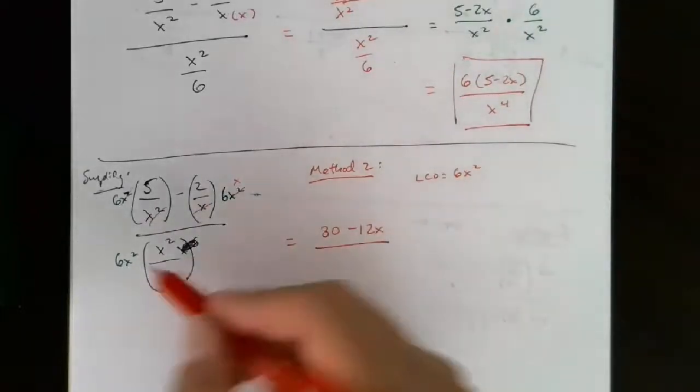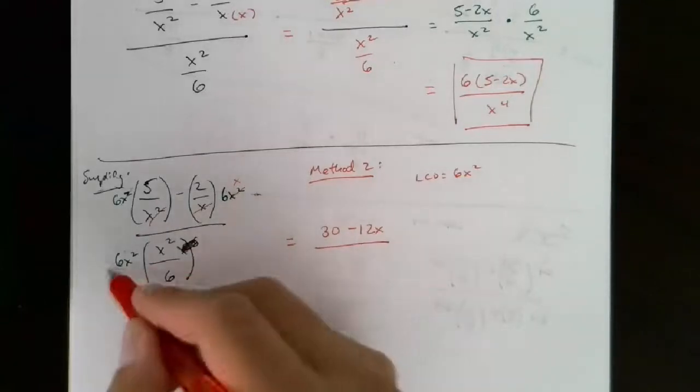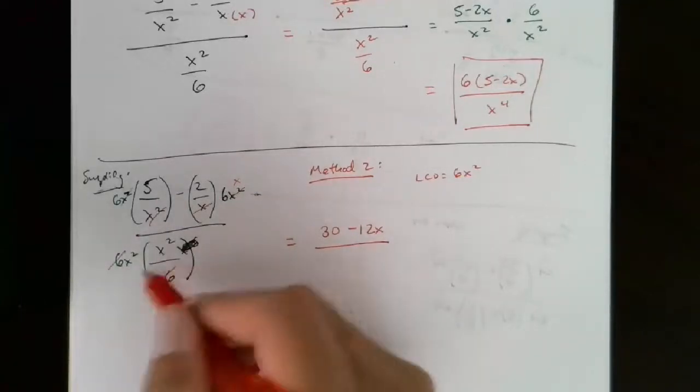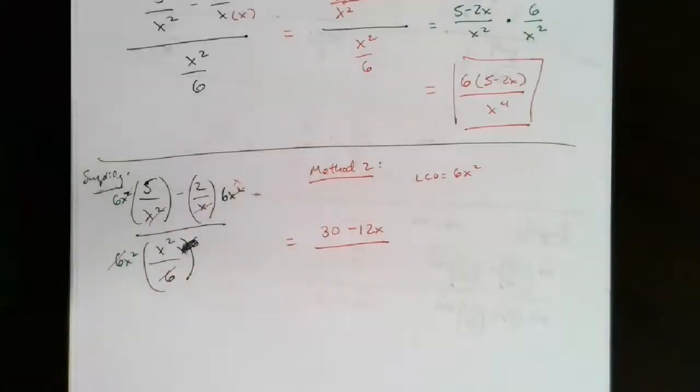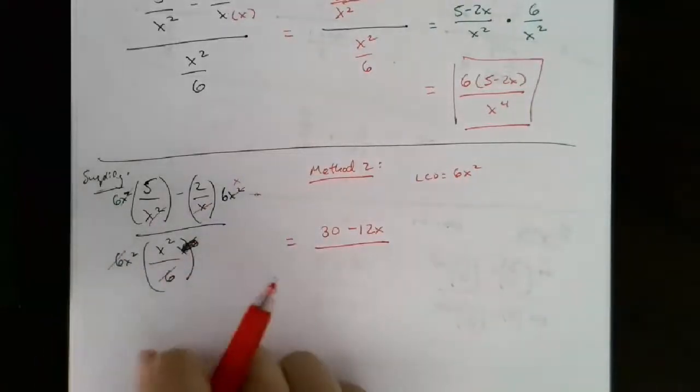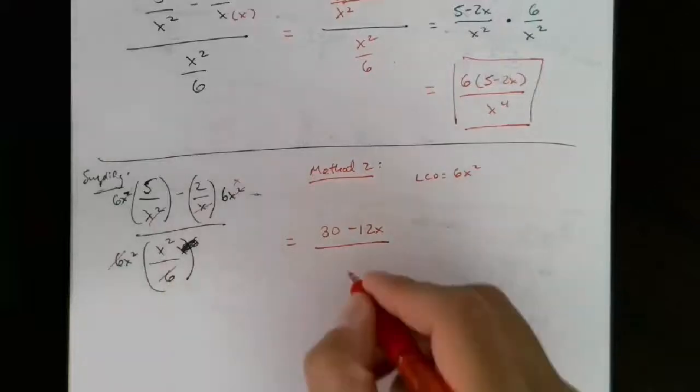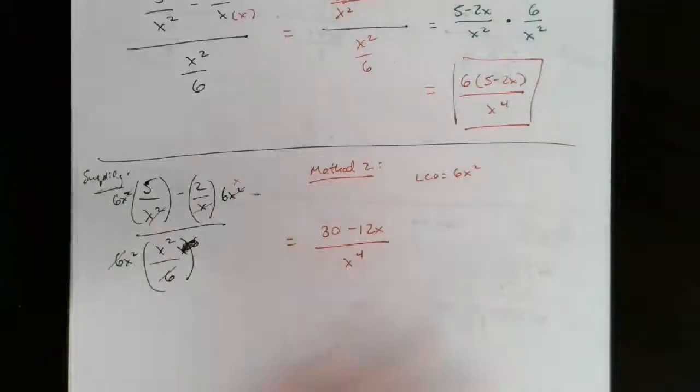Over the denominator, 6x squared times x squared over 6. The 6's cancel because they're on different levels. You can't cancel those x squareds because they're both on the same level. You can only cancel with the denominator if you're multiplying something to it. So x squared times x squared is what's left, which is x to the 4th power.